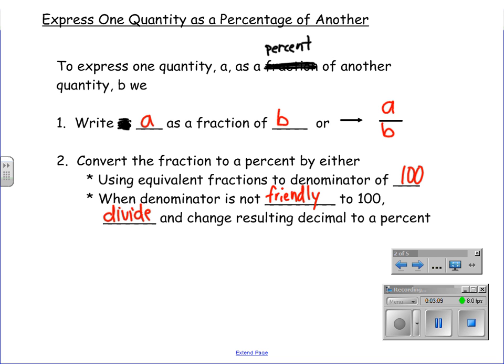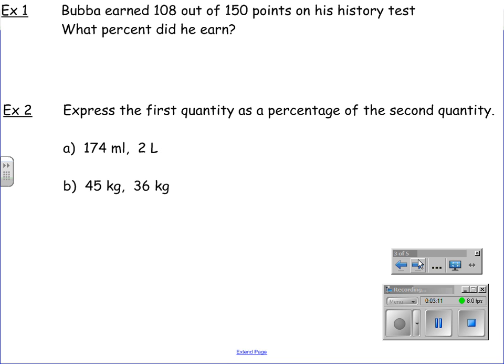All right, moving on. Bubba earned 108 out of 150 points on his history test. What percent did he earn? It's asking you for the percent, so I should write a fraction. Next time, let's say that louder. It's asking for a percent, so I should write a fraction. Now, what's the fraction component?